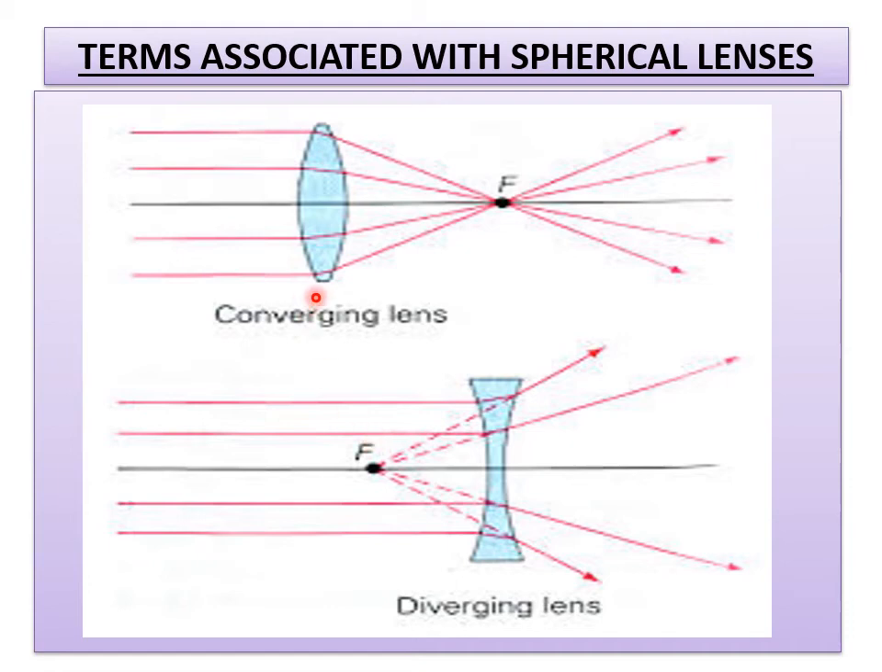So what is happening in this convex lens, we'll see. The principal focus of a convex lens is a point on the principal axis to which the light rays parallel to the principal axis converge after passing through the lens.